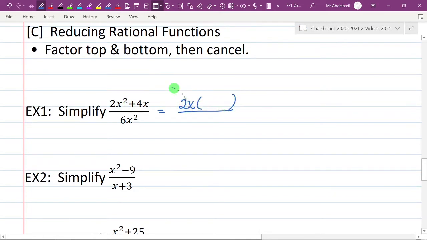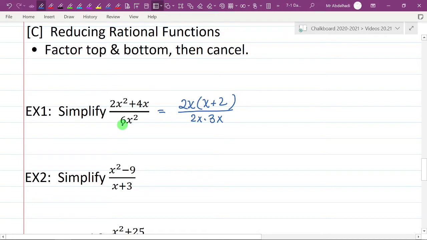Now, what happens when you pull a 2x out of each one of these? You're left with x plus 2. And check it: 2x times x is 2x squared, 2x times 2 is 4x. That works. The bottom is 6x squared. Do you see anything we can cancel? The answer should be yes. See this 6x squared on the bottom? Isn't that really 2x times 3x?